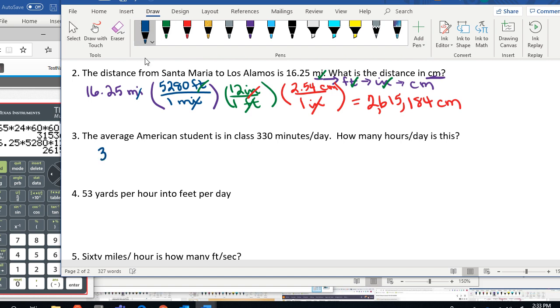We have 330 minutes per 1 day. And notice we're changing hours to days. So all I need to do is work on the minutes. So I am going to multiply by, okay, 1 minute, it goes into seconds. So I'm going to have, wow.